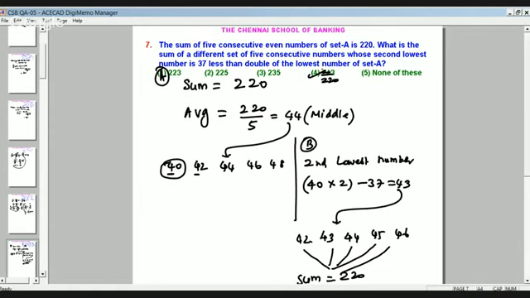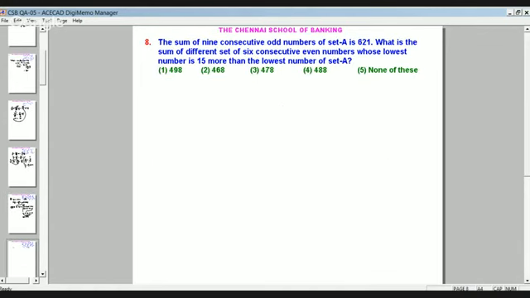Okay, next, 8th question. Given information is odd numbers, but the question asks for even numbers. So as usual, sum of the numbers 621. So average equals 621 by 9, 69.